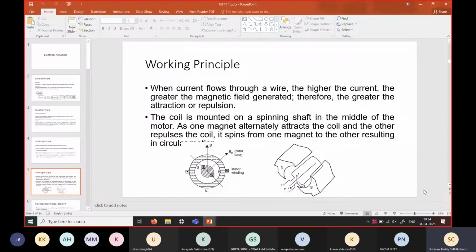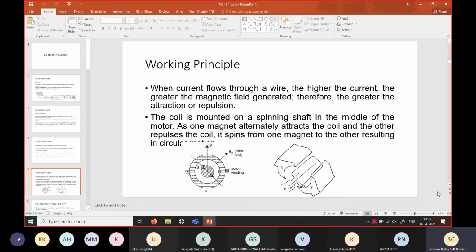Commutation is nothing but the reversal of the electrical field in an electrical actuator to produce a continuous torque. This commutation is done through mechanical brushes in most DC motors. Due to the contact between the armature winding and the brushes, and the continuous rotation, these brushes are going to wear out with time. So this is one of the disadvantages.